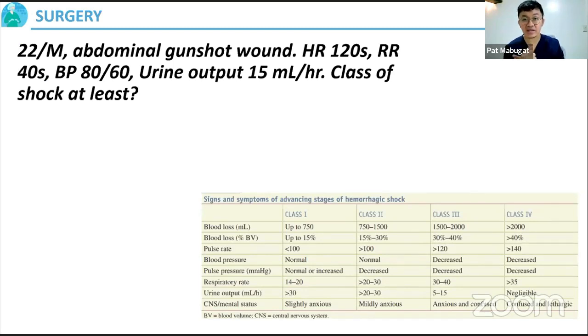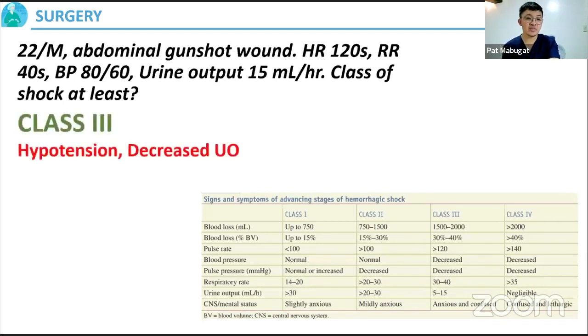So this patient is an adult male, so the patient should have at least 30 or 35 cc per hour. For this patient, there is decreased urine output and hypotension. This is already a class 3 shock. Hypotension, decreased urine output, that's class 3. Class 1 and class 2 do not have hypotension or decreased urine output.